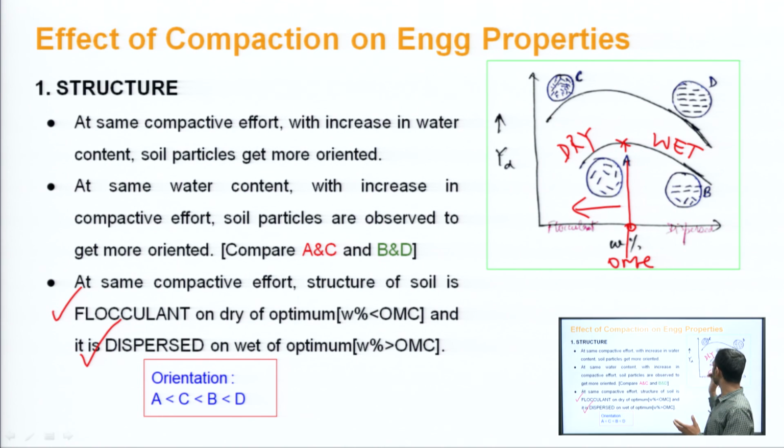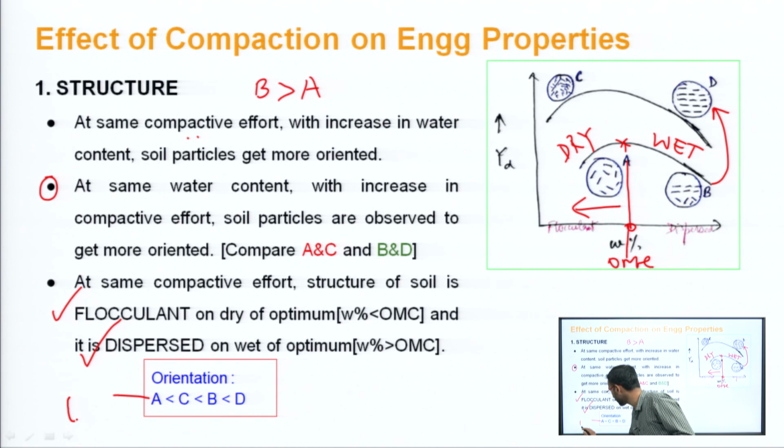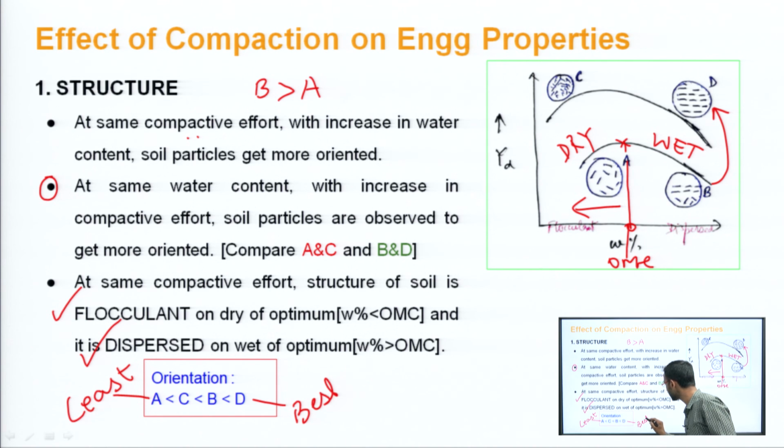And in terms of orientation, you already know that A was the least oriented, and then C was slightly better oriented, due to this point. And if you talk about B and D, with the very first point you can say that B is slightly more oriented than A, and you already know that D is the best oriented. So we can say that A is the least oriented here, and D has the best orientation of the particles.